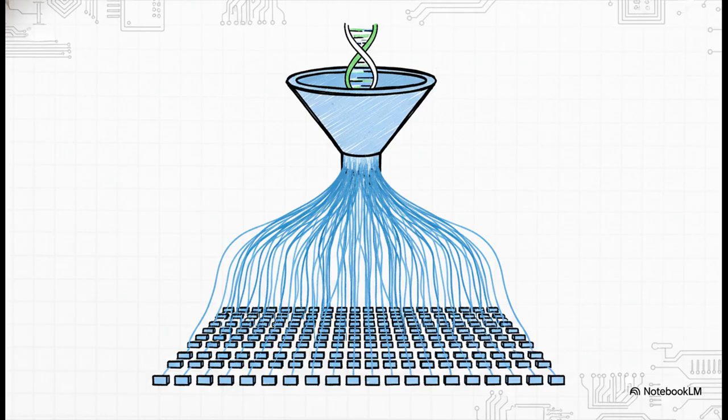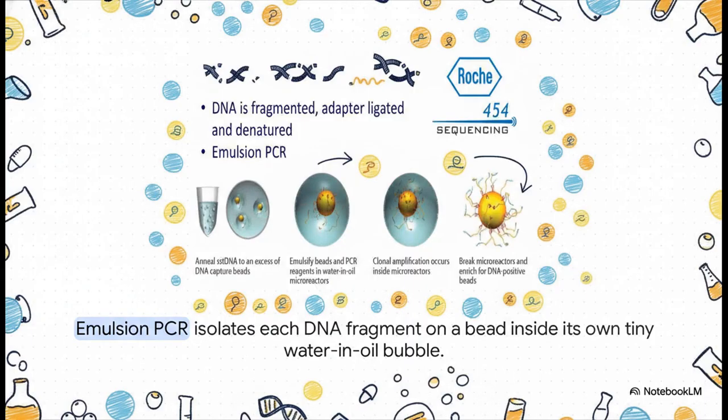Let's dig into how that's even possible. Okay, so first you've got to prepare the DNA. One of the common ways is called emulsion PCR. You start by chopping up the DNA into millions of tiny little pieces. Each one of those pieces gets stuck to a tiny bead.